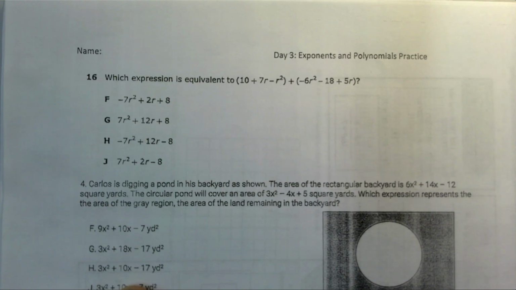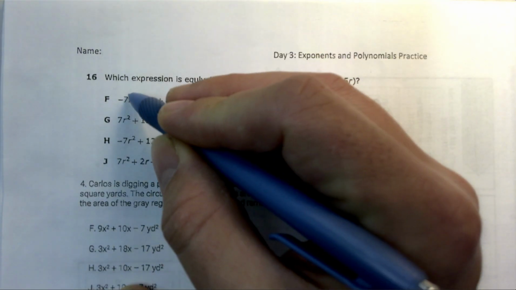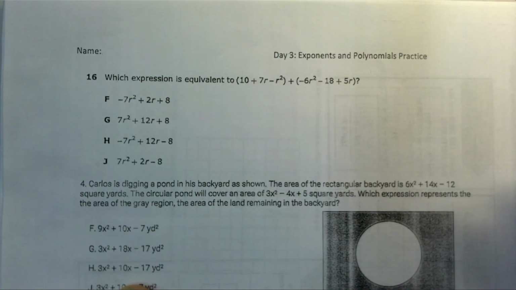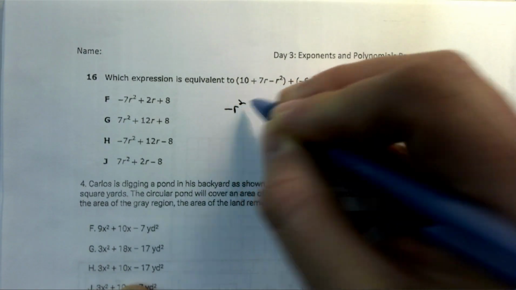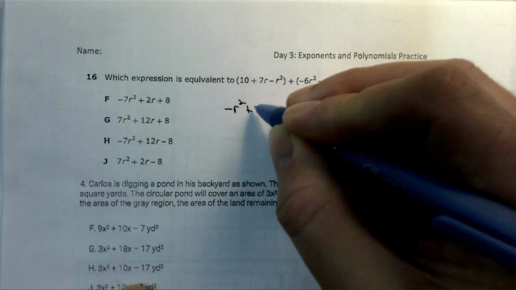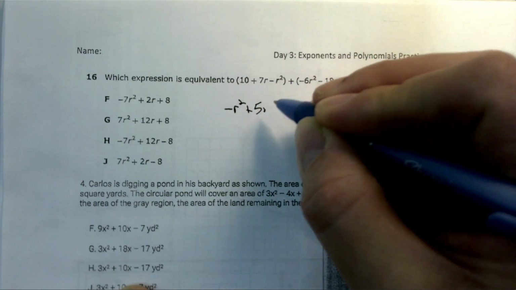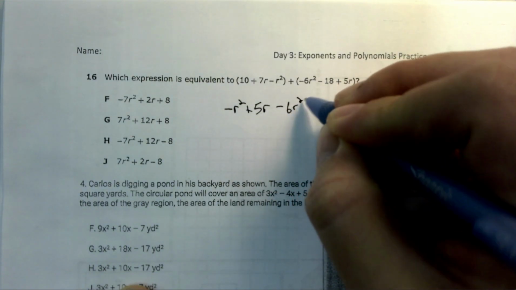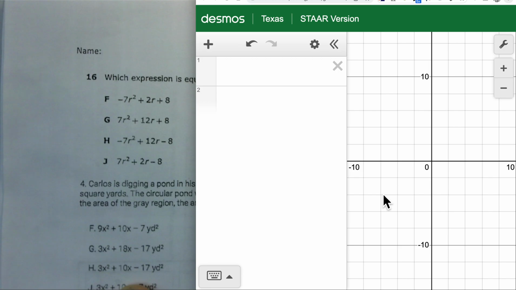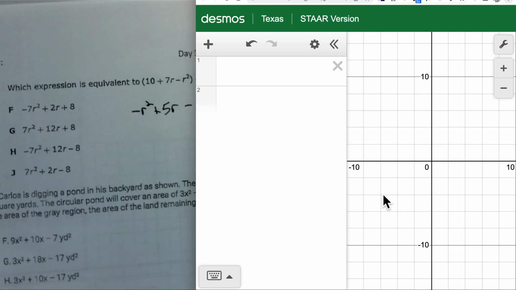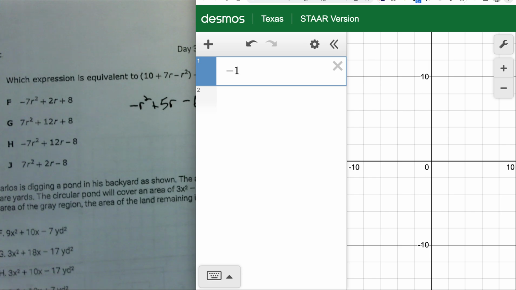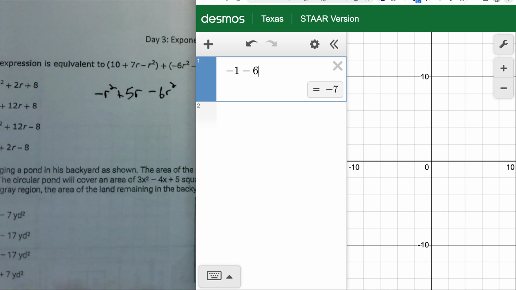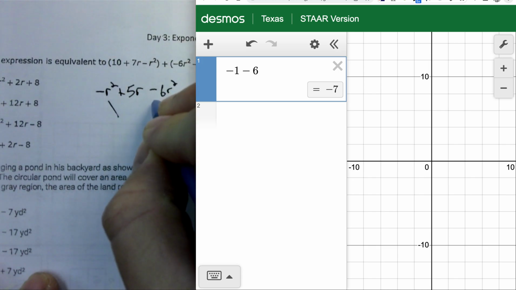So if I look at my answer choices, they all start off with r squared, okay? So I'm going to combine my r squared. So I got negative r squared plus 5r squared. Oh, that's not an r squared, is it? That's plus 5r. I need minus 6r squared. So these two need to combine. So I already have Desmos open, and if you don't, you should probably have it open. So if I type in negative 1 minus 6, I get negative 7. Okay, so I get negative 7r. So these turn into negative 7r squared.